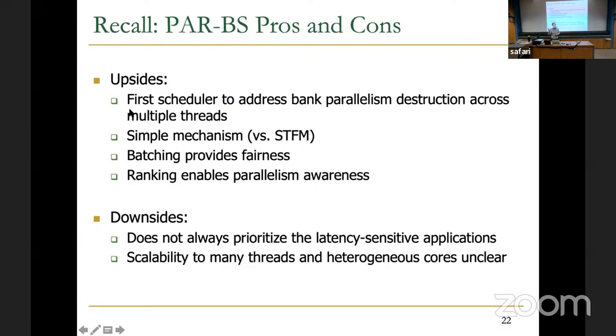This was the first scheduler that tried to address the bank level parallelism destruction across multiple threads. So we're really specializing the controller to take advantage of the memory subsystem, right? As I mentioned earlier, you could treat this problem as a networking problem, but in networking, you're sending data on a link, and this link doesn't have state, meaning there's no row buffer, for example. And this link doesn't have parallelism, meaning it doesn't have any different banks. So that's the difference between networking and memory and storage.